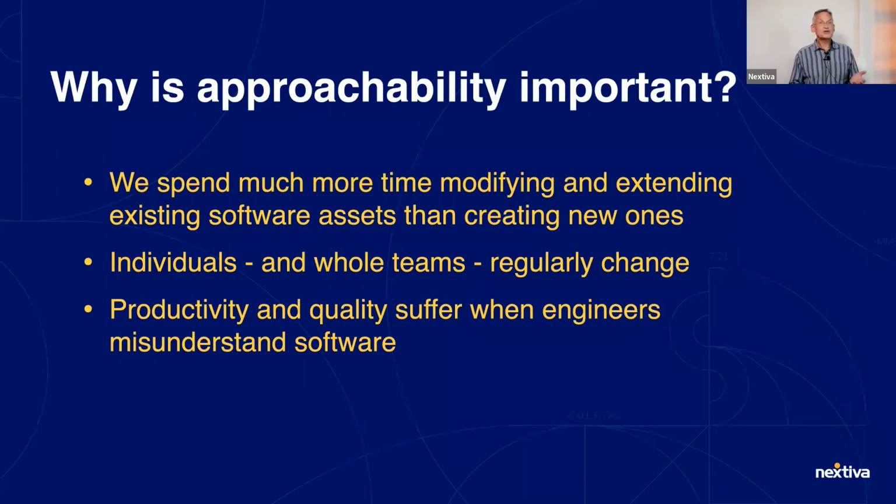Productivity and quality both suffer. If the software is not approachable, you can't understand it, well, you make those changes and things break. Bad things happen. Bad things happen in production. Also, bad things happen in productivity, because it just takes so long to get things actually to work. Okay, so this is all just kind of why it's important.